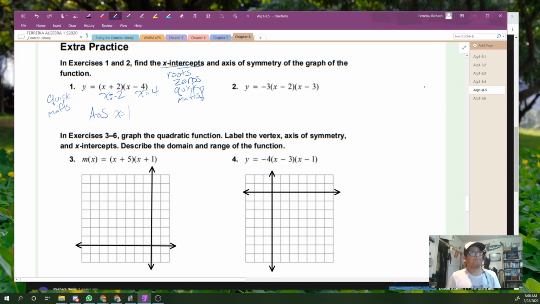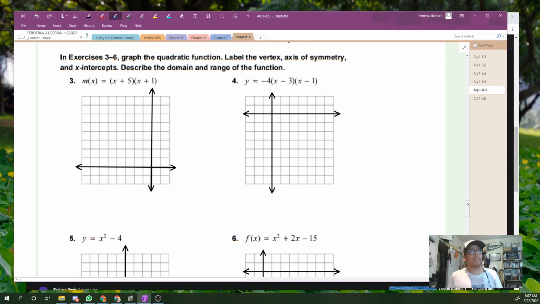No problem, right? Over here, number 2, -3 doesn't have anything to do with the roots. It just changes the shape, but not the roots. So we just need to look here and do our quick maths. X equals 2, x equals 3. Those are the x-intercepts. You should probably label that x-intercepts. How about the axis of symmetry? Well, what number is in between 2 and 3? I don't even have to do any math there. I know that's x equals 2.5. There we go. Let's take a look at the next few of these.